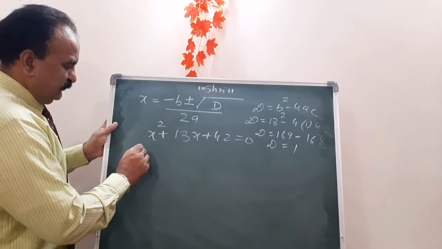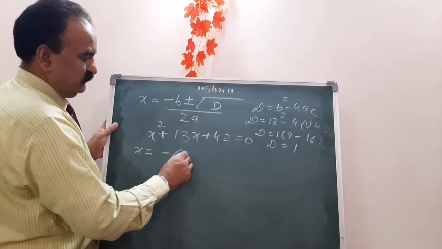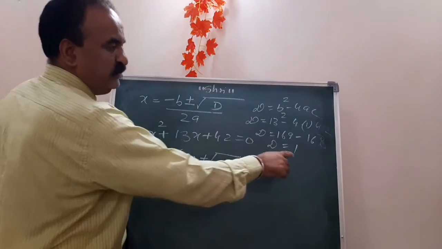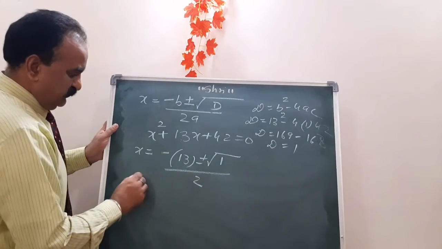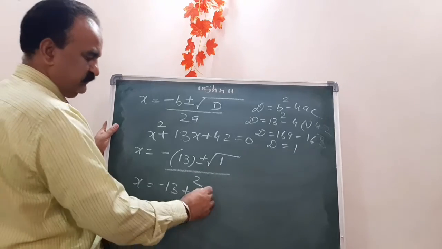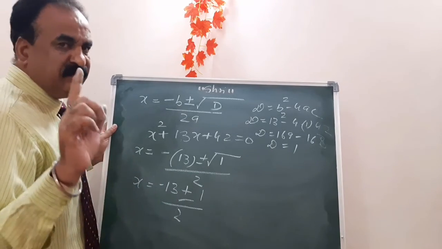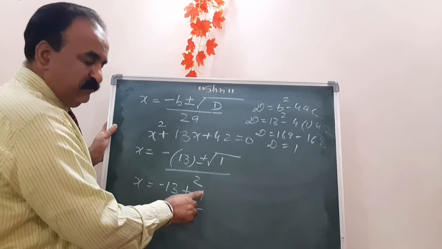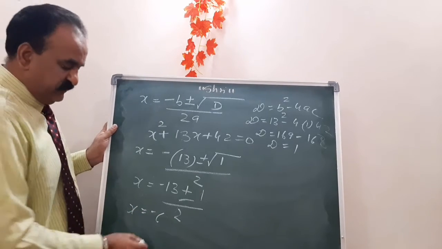See how? So x is equal to minus b. Minus b is 13 plus minus under root d. The value of d already got here is 1, upon 2. So x is equal to minus 13 plus minus 1 upon 2. One time you take positive sign, another negative sign. So minus 13 plus 1 means minus 12. Minus 12 upon 2 means minus 6. So x is equal to minus 6.